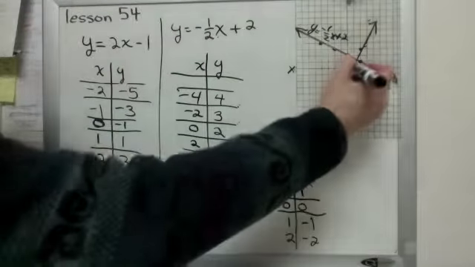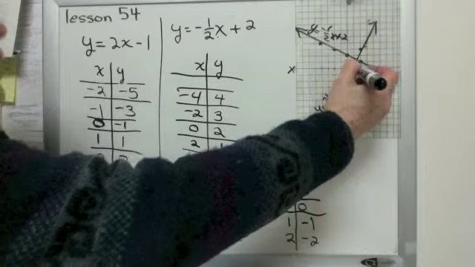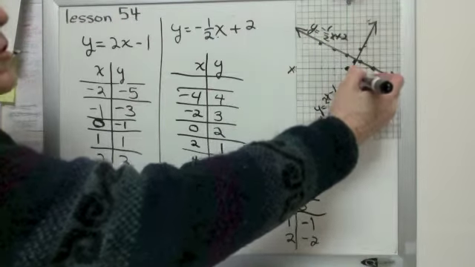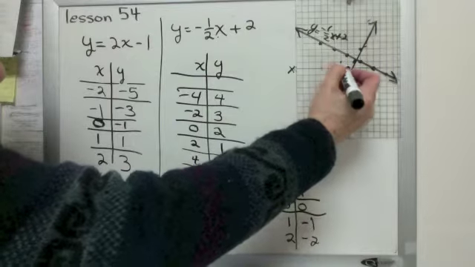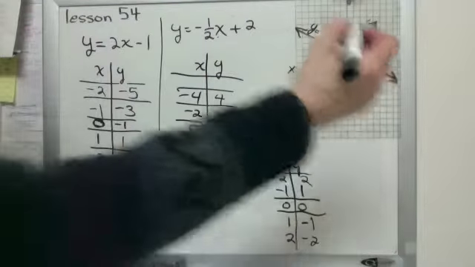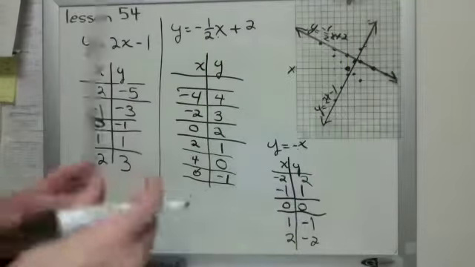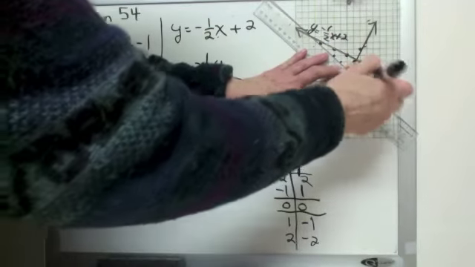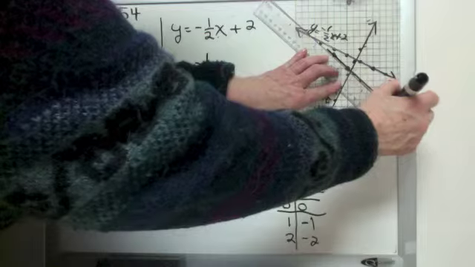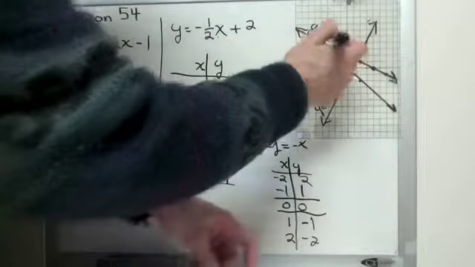All right, over 1, down 1. Over 2, down 2. All right, over 1, up 1. Over 2, up 2. Yep. Are they all going to be on the same line? If they're not, I'll have to check one of my points, but it looks like we're good. All right, there's the third one.